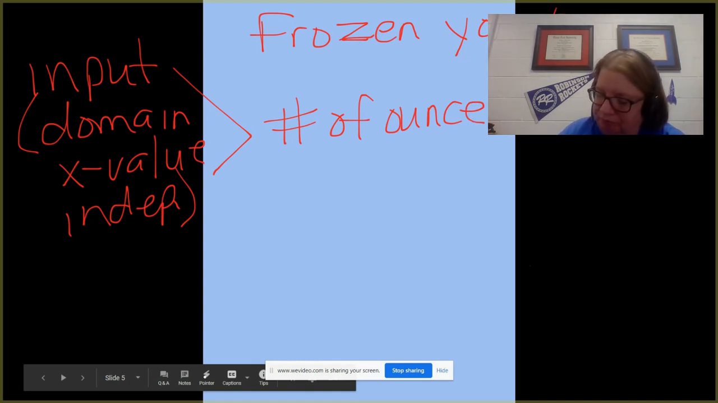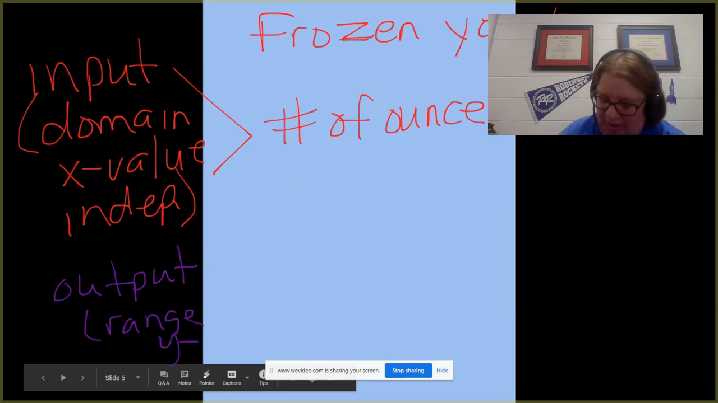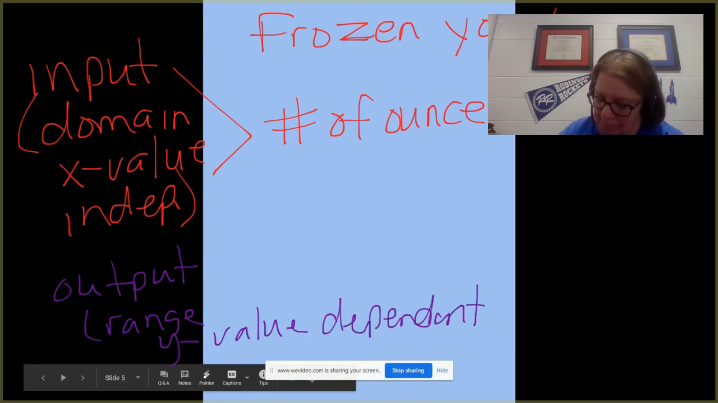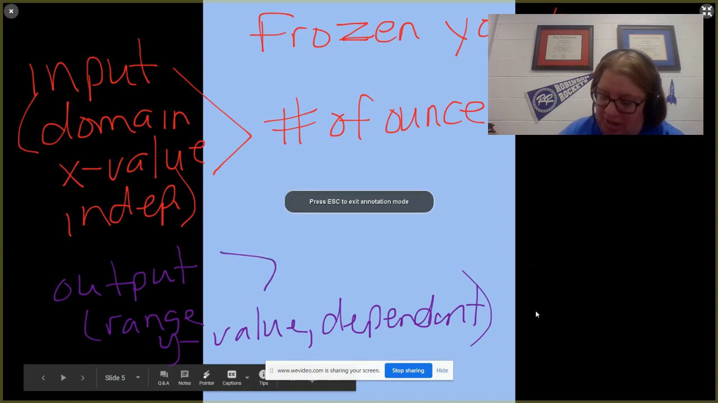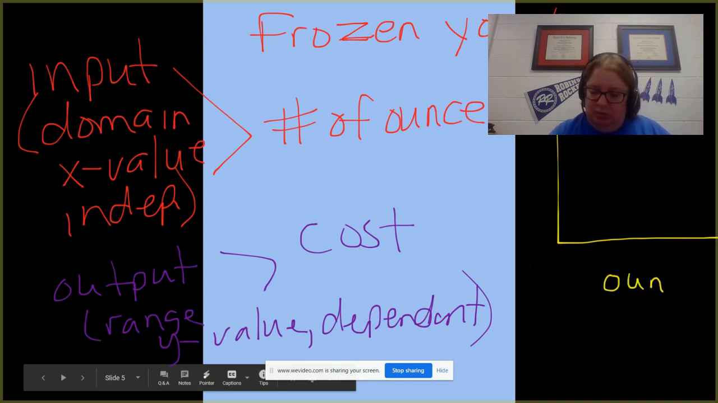Okay. Now, what about our output? Our output is called the range. It's the y value and the dependent. That, in this case, is going to be the cost. So what do you think about this frozen yogurt function? If we're drawing a graph with the number of ounces, so this would be our number of ounces, and this would be our cost.